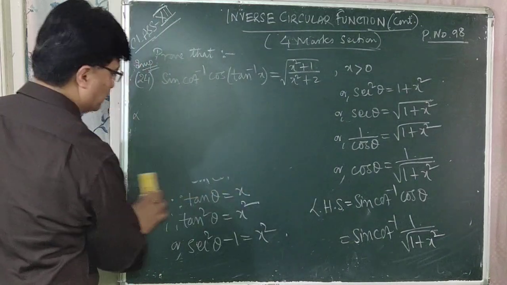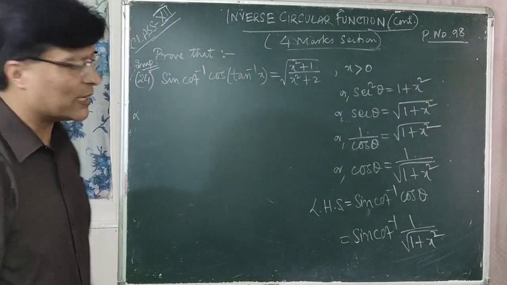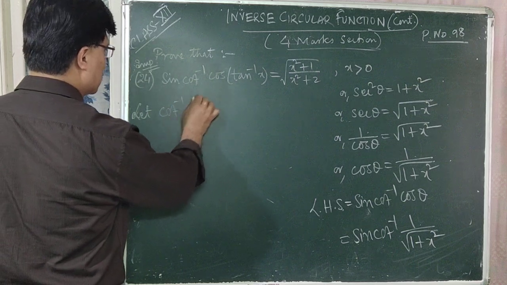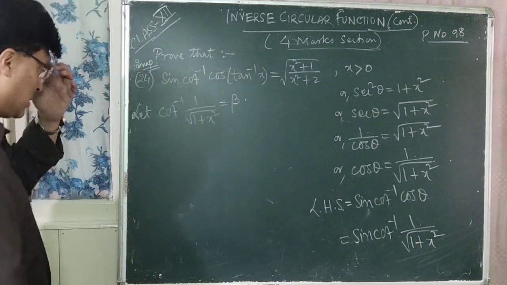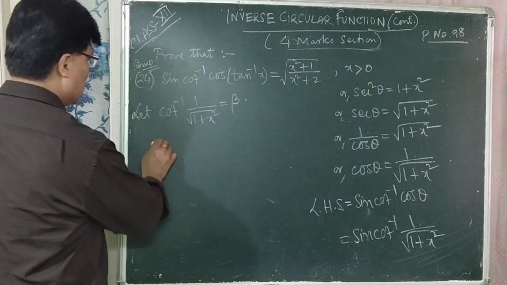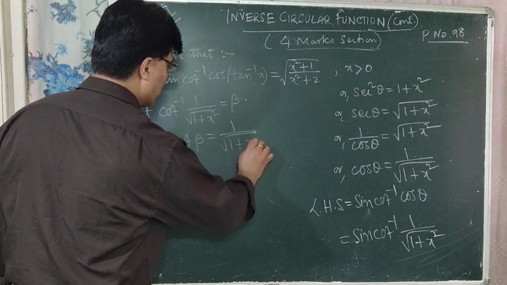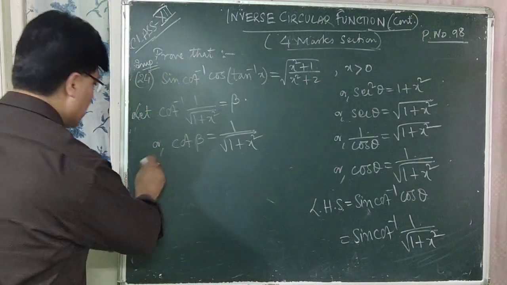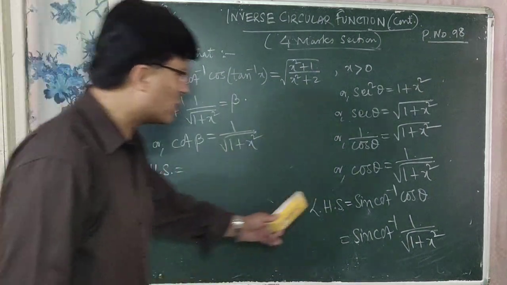So now again you have to simplify it further. Now it is cot inverse 1 upon root over 1 plus x square. Let us assume it. Let cot inverse 1 upon root over 1 plus x square be equal to beta. Suppose it is beta, right? Now again cot inverse, take it to the right hand side, it becomes cot. So you will get the value for cot beta is equal to 1 upon root over 1 plus x square, right?